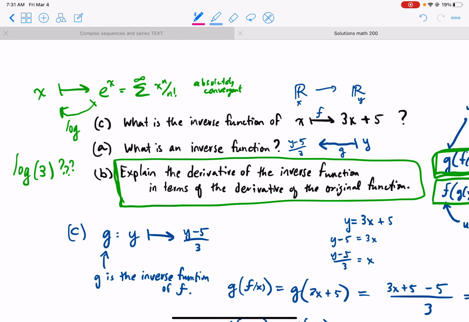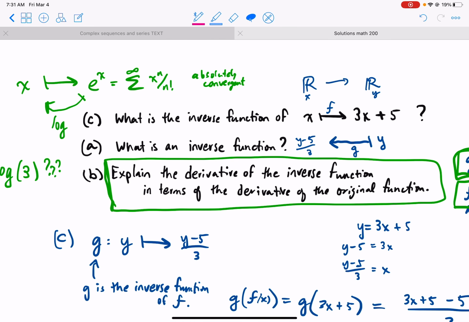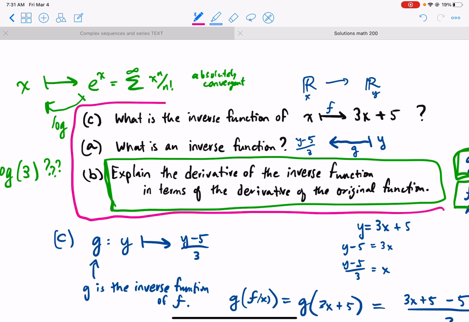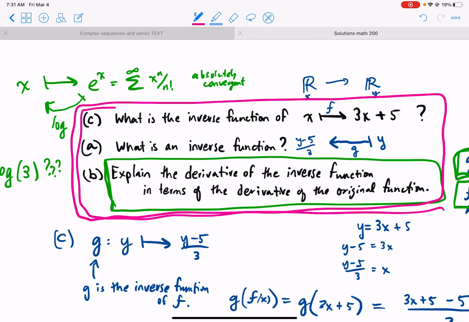Can you do this? Can you do this on your own? Look at these 3 problems. Go to a blank sheet of paper, copy them down. Can you do it without looking at the video?